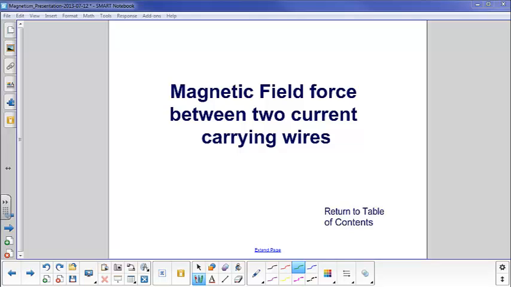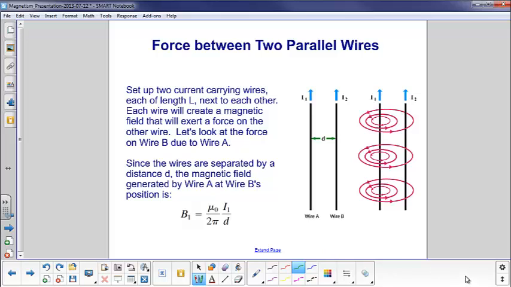Magnetic field force between two current carrying wires. Let's have two wires that are close to each other, separated by a distance d, and they both have current going from bottom to up. We'll call this one wire A and this one wire B.